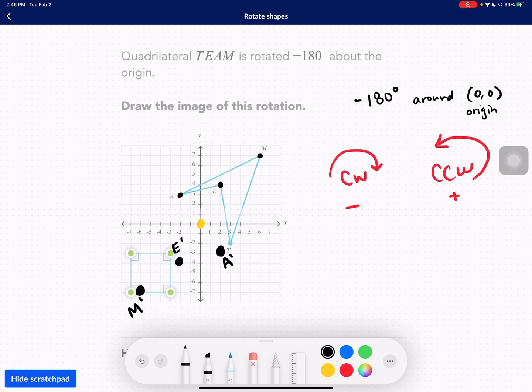Okay, so we're getting there. You notice here that the M and the E are not connected. They're not connected. But the M is connected to the A and the E is connected to the A. So now you can kind of start to see our shape forming. We have this top part of the shape here.